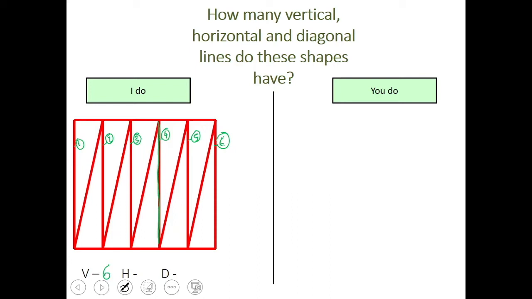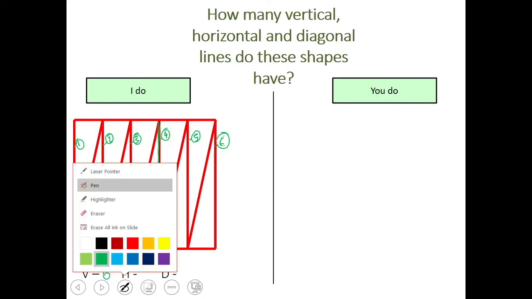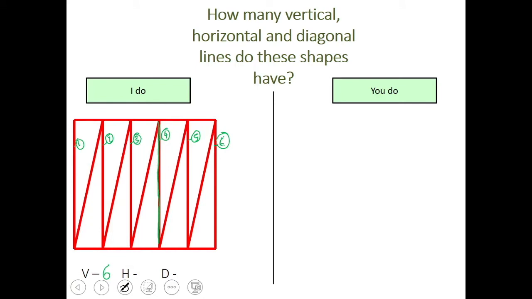The next one we're going to look at are horizontal lines. Horizontal lines are the ones that run from side to side or left to right. So we've got one here at the top. So we have another one at the bottom here. So we have 2 horizontal lines.